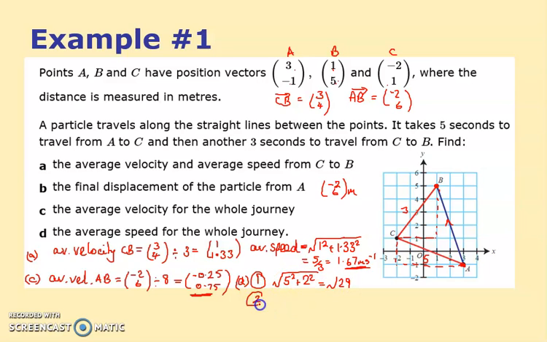And then for the second part of the journey, it goes 3 across, 4 up. And we should know that 3 squared plus 4 squared is 5 squared, so this is just 5. So the total distance travelled is root 29 plus 5, which is 10.39.